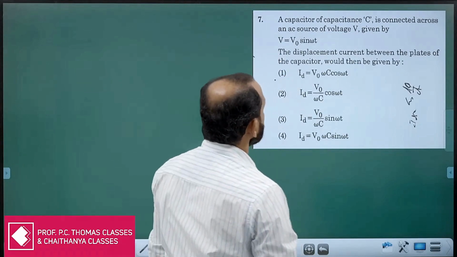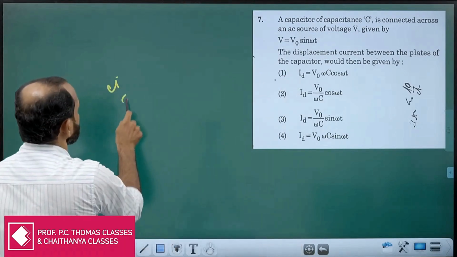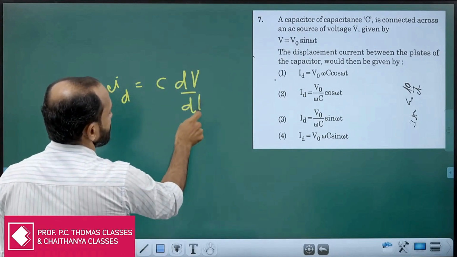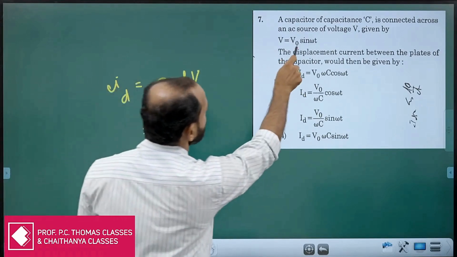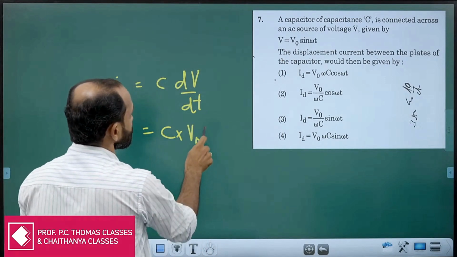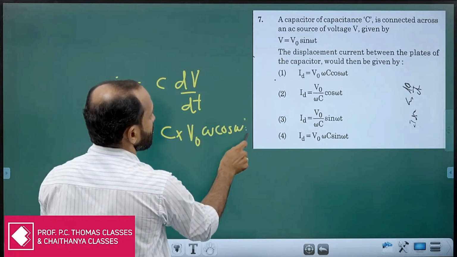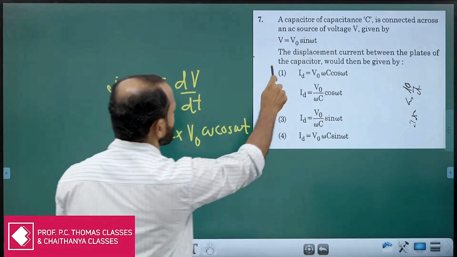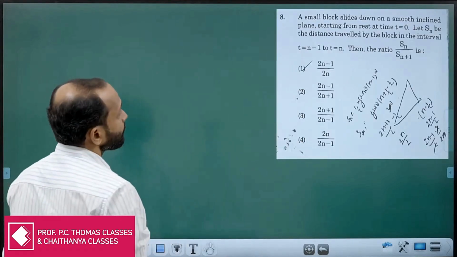Here displacement current is given by C times dV/dt. That is C times, what is dV/dt? V0 times omega times cos omega t. So C V0 omega cos omega t. So first option is the right choice.